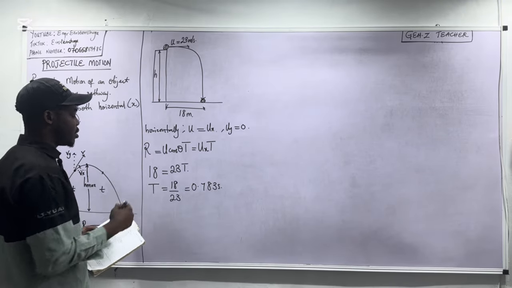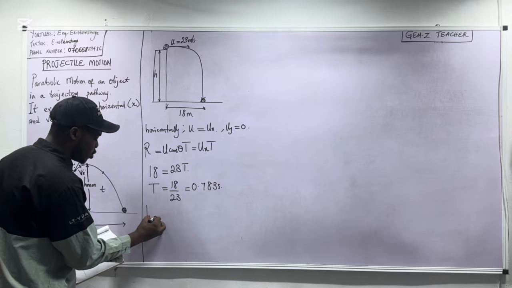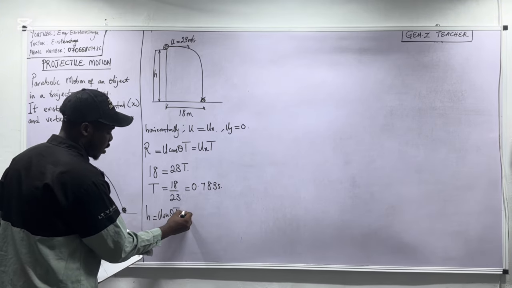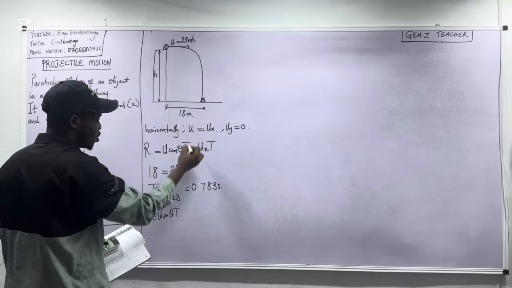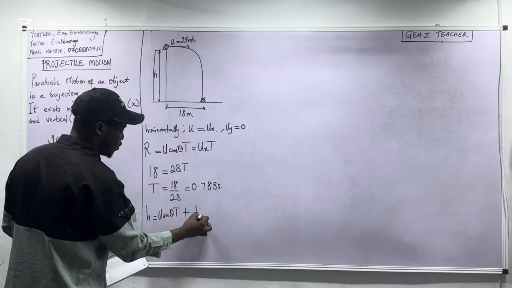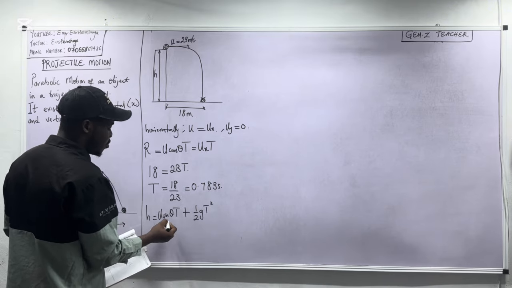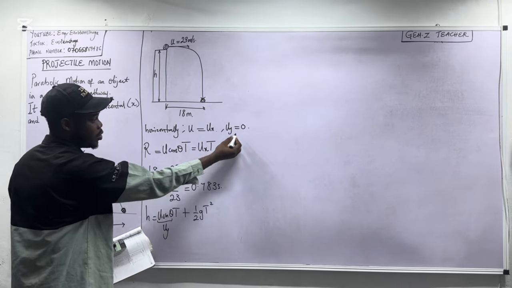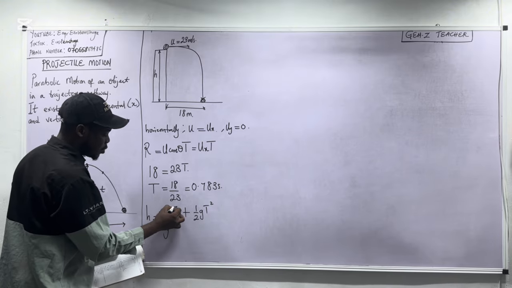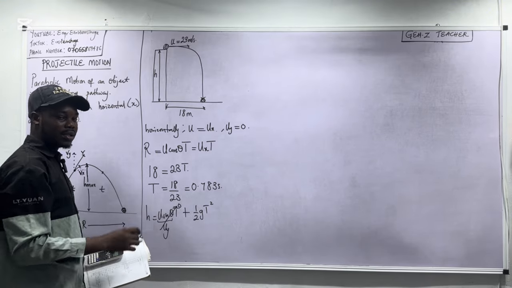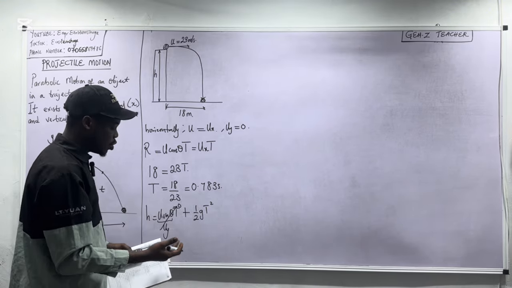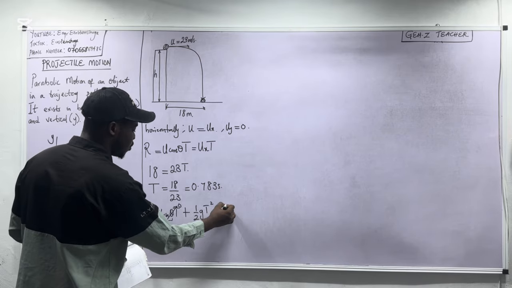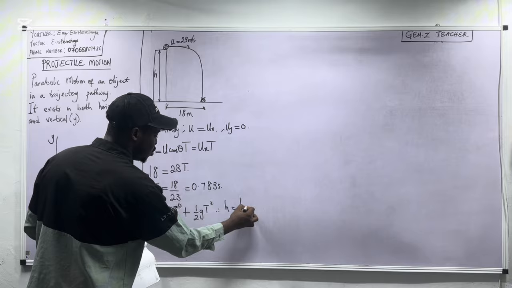So this is the time of flight for this motion. Now we can find height. Recall h was equal to u sine theta t, minus, but since we are coming down, it becomes plus in this case, plus half gt squared. Now remember, this u sine theta is actually uy, but we said uy was 0, so this becomes 0. It's a horizontal projection, so the vertical velocity uy is 0. So we now have just h equals half gt squared.